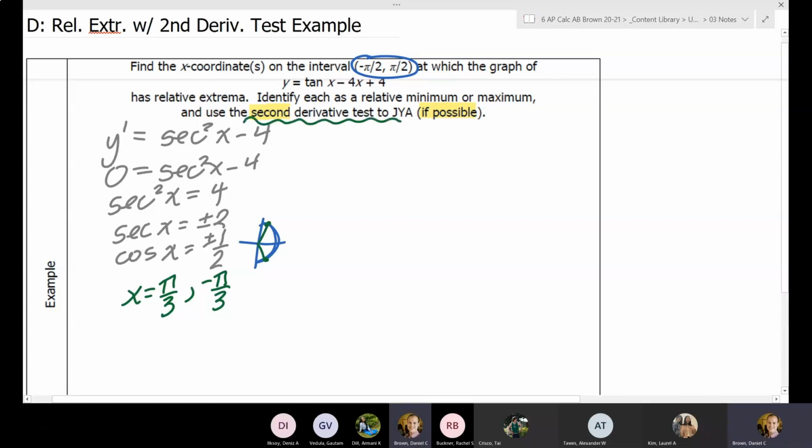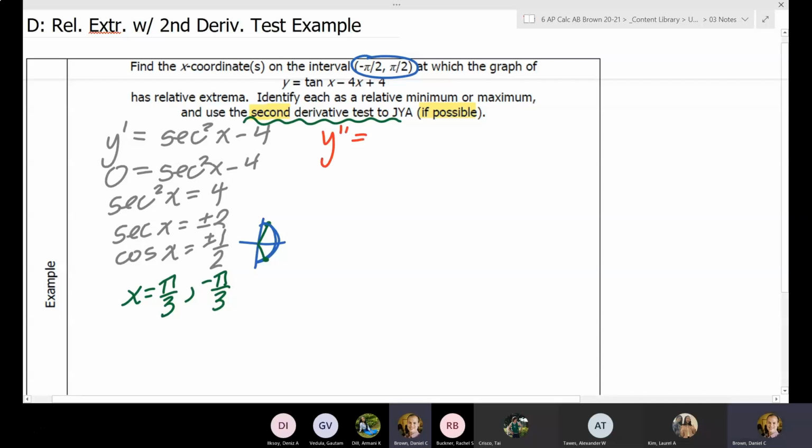If this was the first derivative test, I would create my sign chart, figure out when it's positive and when it's negative. The second derivative test states, I just need to know, well, I have these two horizontal tangents. I want to know if the graph is bending upwards at those horizontal tangents or bending down at those horizontal tangents. So I want to go ahead and find the second derivative.